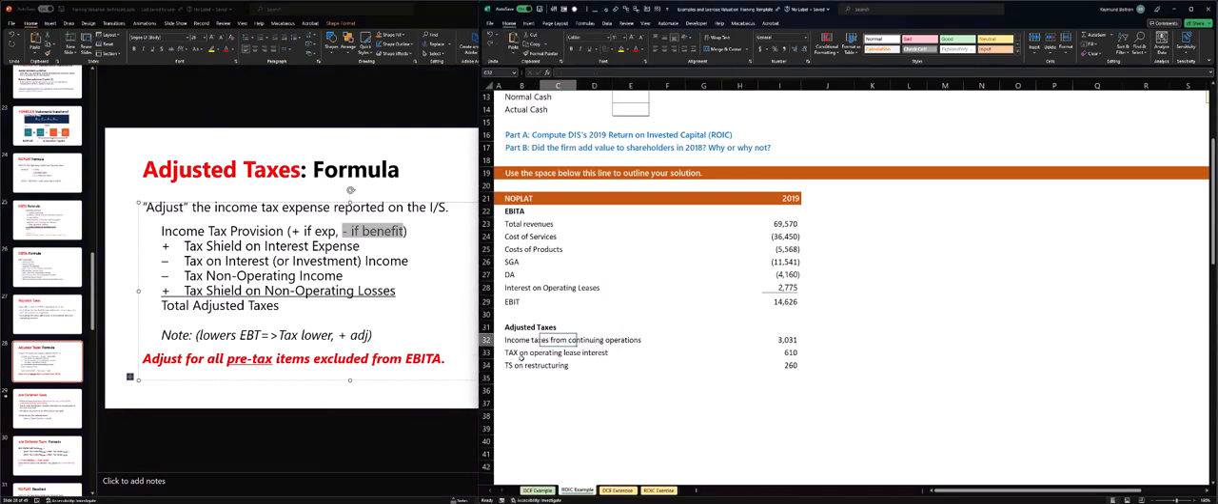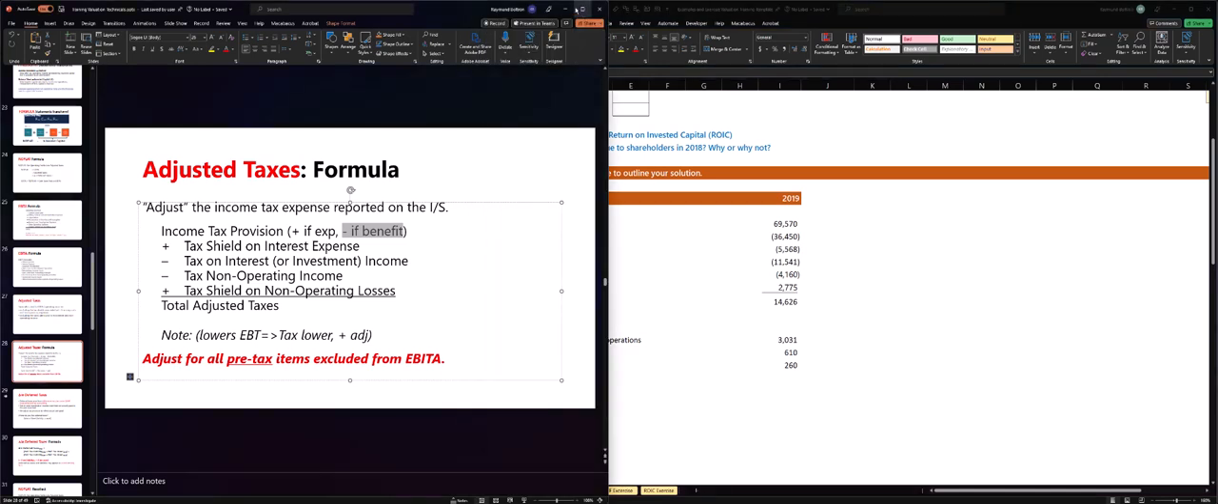Why is this positive? Because we're just trying to take the effect of lease interest on the taxes. So this is a special one. But when it's an expense, then it would be positive, right? So it lowers the EBT and lowers taxes, so you want to adjust it higher. If it's an income, it makes the EBT higher, therefore your taxes higher, so you want to minus it from the taxes.